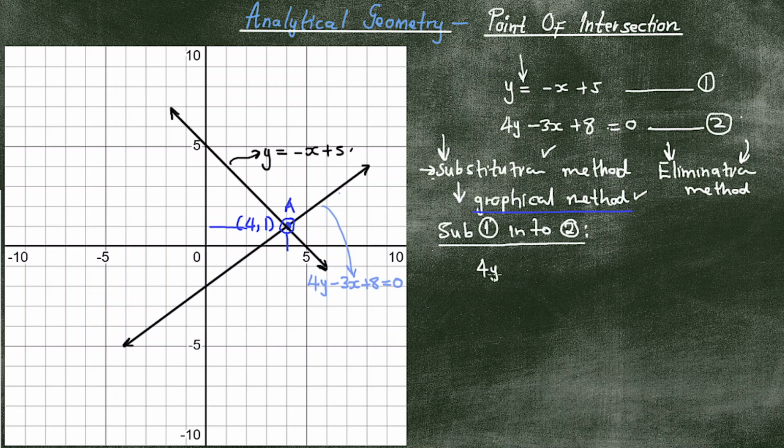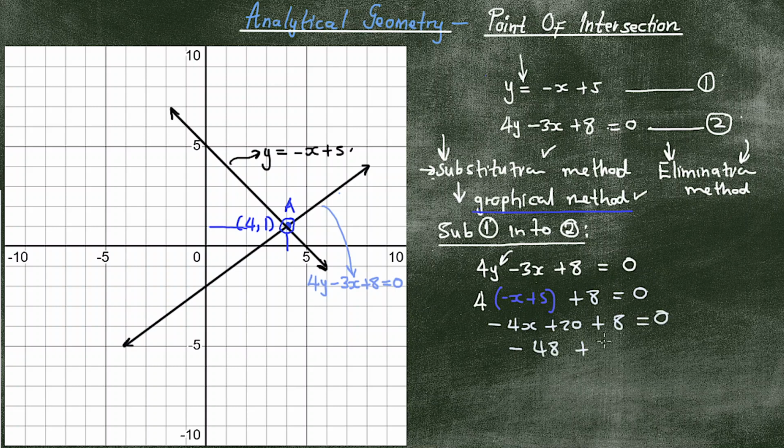So this is equation 2: 4y minus 3x plus 8 equals 0. Where there's y, I'm going to substitute equation 1. So I'm going to say 4 open bracket minus x plus 5, close bracket, plus 8 equals 0. So 4 multiplied inside that bracket gives minus 4x plus 20 plus 8 equals.